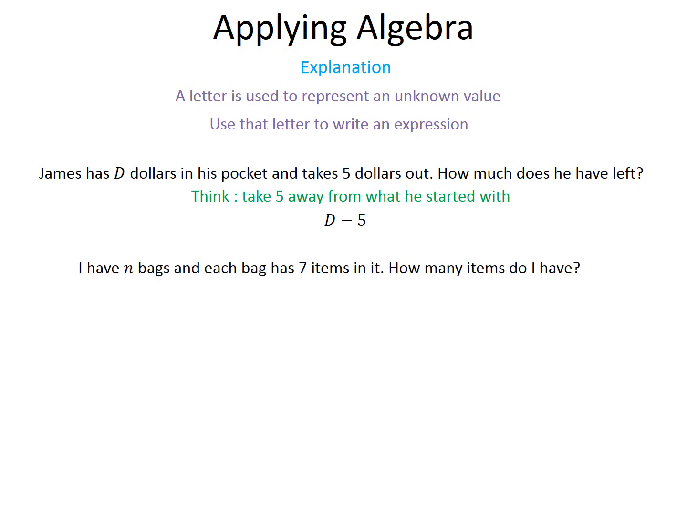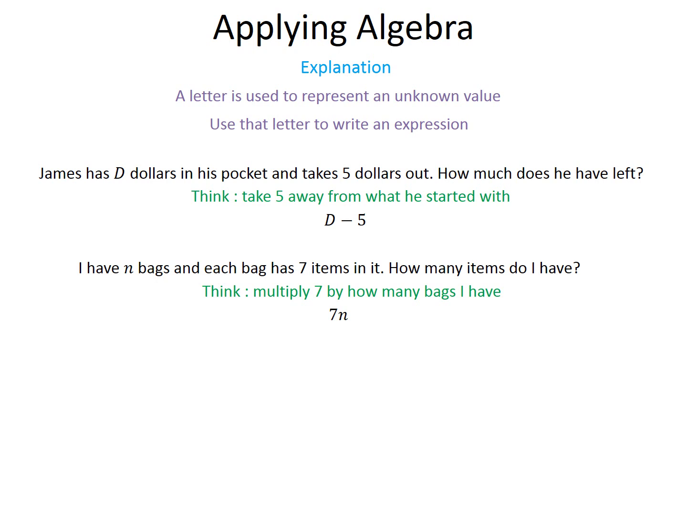Let's try another one. I've got N bags and each bag's got 7 items in it. How many items do I have? So let's think it without the algebra part. I'd just be taking however many bags I've got times 7, because every bag has got 7 things in it. So it's the number of bags times 7. I'll be multiplying 7 by how many bags I have, and it tells me I've got N bags. So I'm going to multiply 7 by N, and that'll just look like this, 7N, and that'll be my answer using algebra.